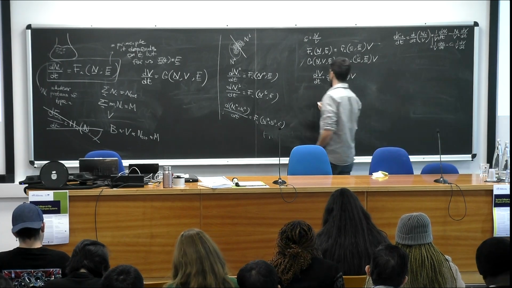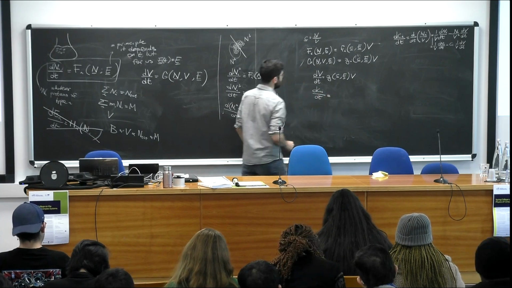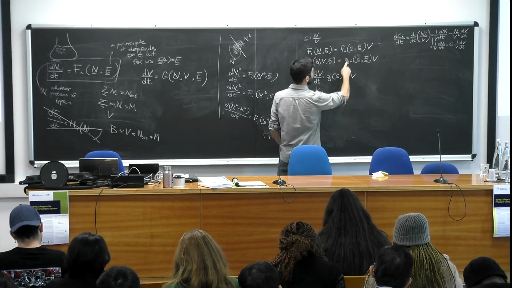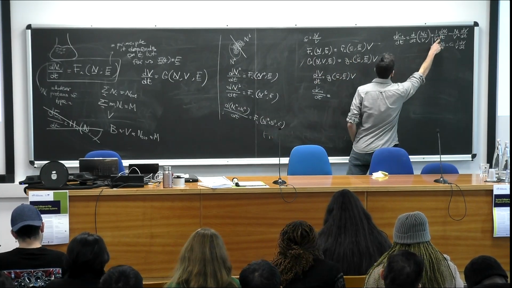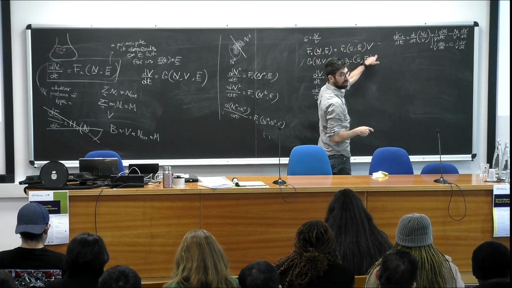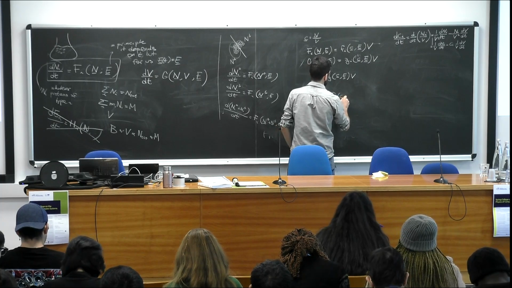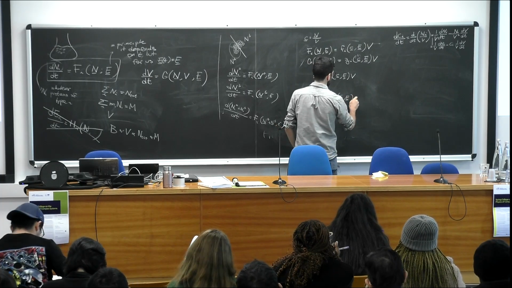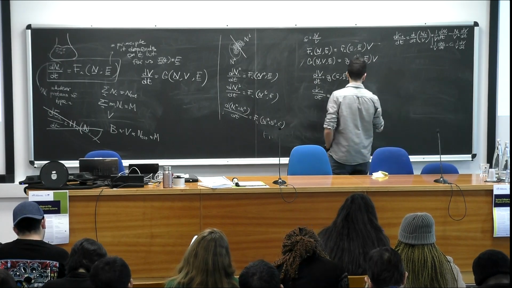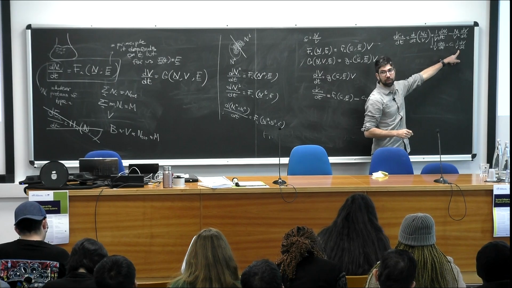So if I write here the equation for concentration, I get that the change in concentration of the molecular species i is equal to what? To the derivative of N_i dt, which is this term, divided by V. So it's f_i(C, E) minus c_i times 1/V dV/dt.